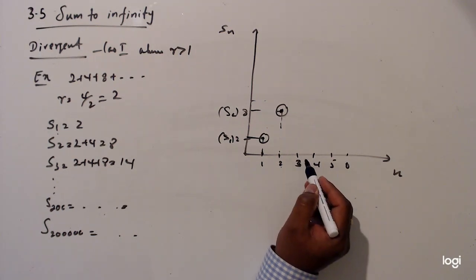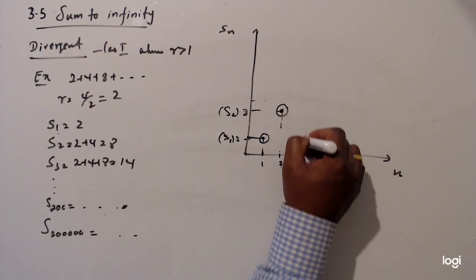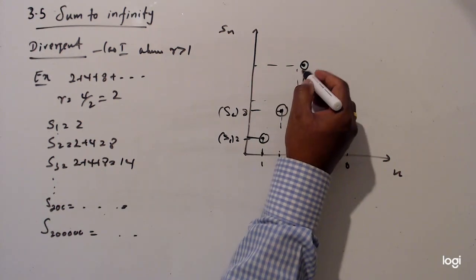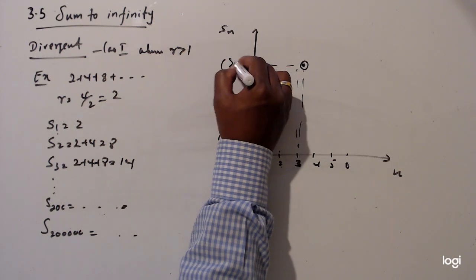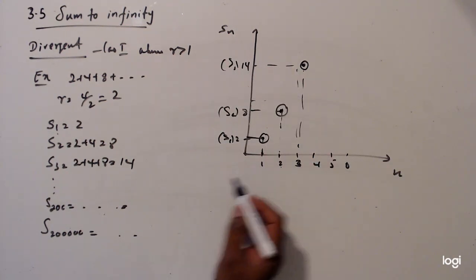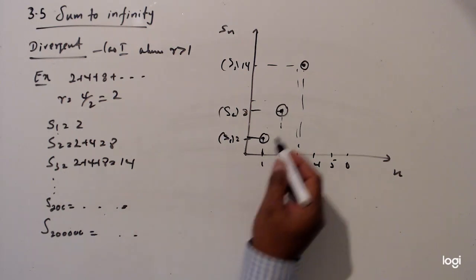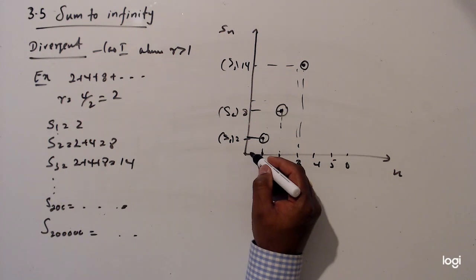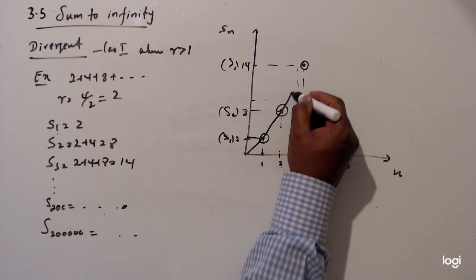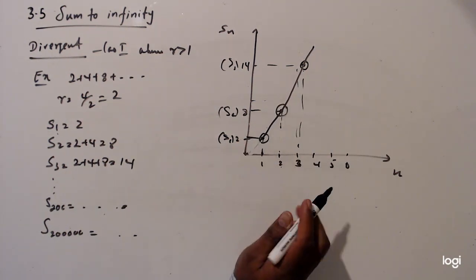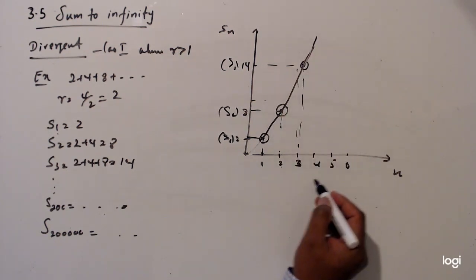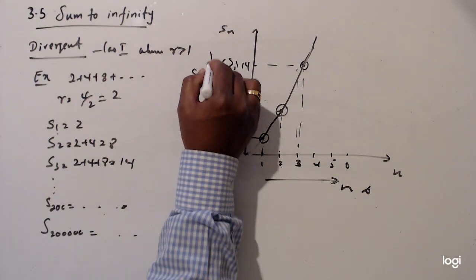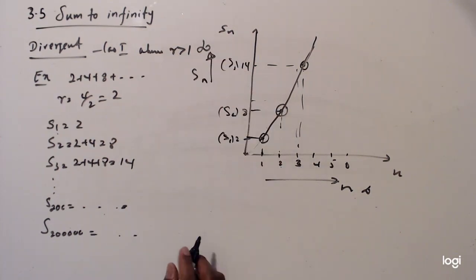When n value is 3, that is going to be 14. Now you can see, can you think about 200? It's very far, and 200,000 it is going to, so you will get a curve like this. When n goes to infinity, you can see Sn value also goes to infinity.